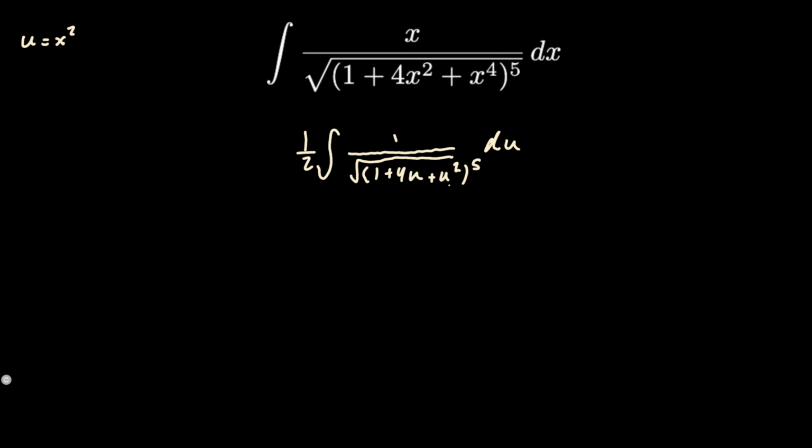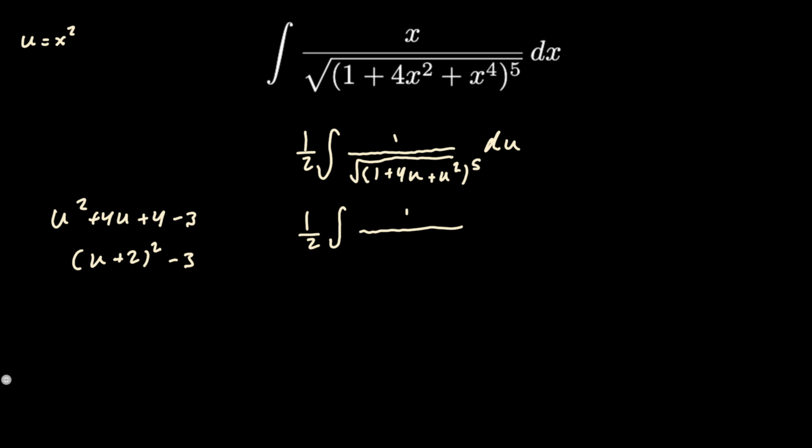Now what we will do is complete the square for the denominator. So we have u squared plus 4u plus 1. If we add 3 and subtract 3, we will have u plus 2 squared minus 3. So we can rewrite this as 1/2 times the integral of 1 divided by the square root of u plus 2 squared minus 3 raised to the 5.